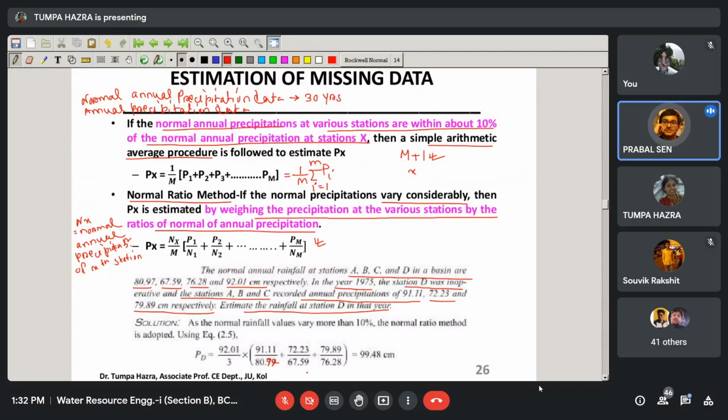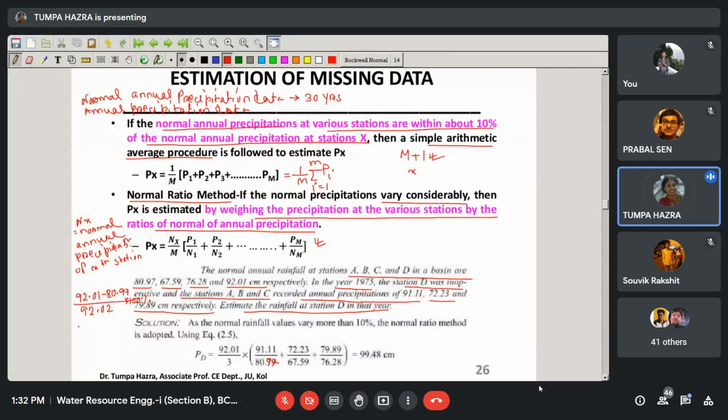Since four values are given and the normal precipitations vary, first we have to check whether the values of normal precipitation are within 10% of the unknown station or not. If we find that they are within 10%, then we will use the simple arithmetic average method. But if it is greater than 10%, then we will go for the normal ratio method.